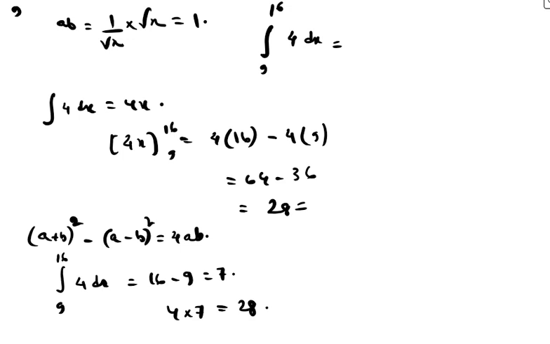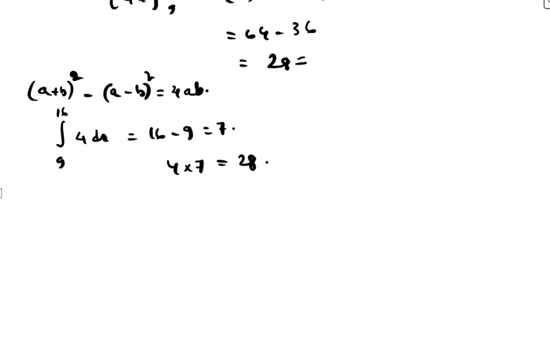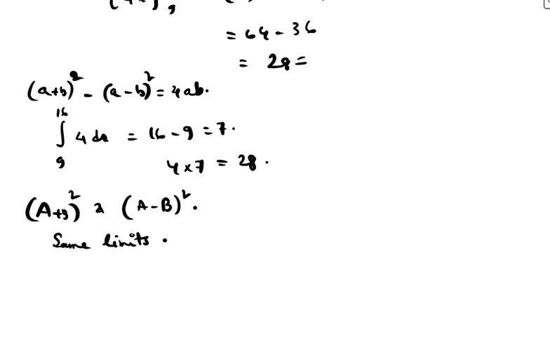Now some important exam tips. Whenever you see (a + b)² and (a − b)² with the same limits, immediately think of the identity (a + b)² − (a − b)² is 4ab. This type of question is designed to test your observation power, not calculation. So I hope this solution is clear to you. The final answer for this question will be 28.